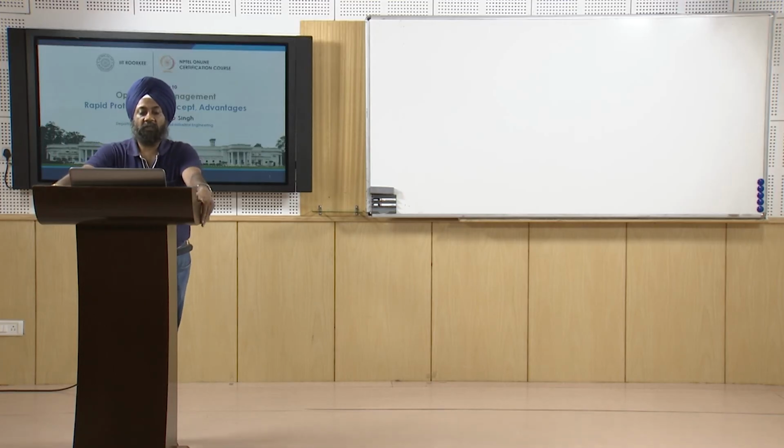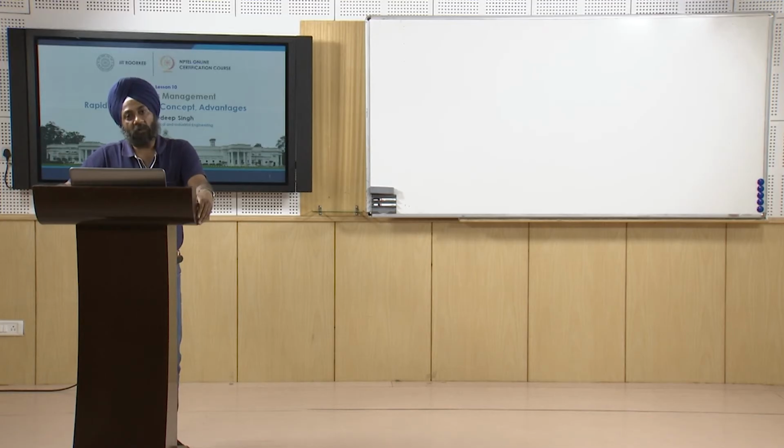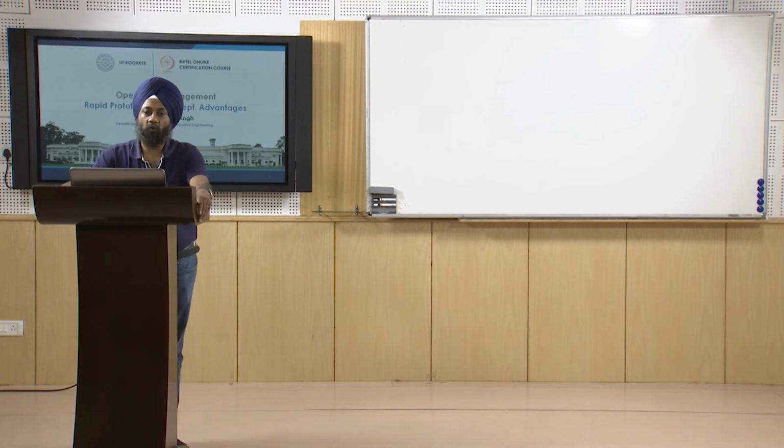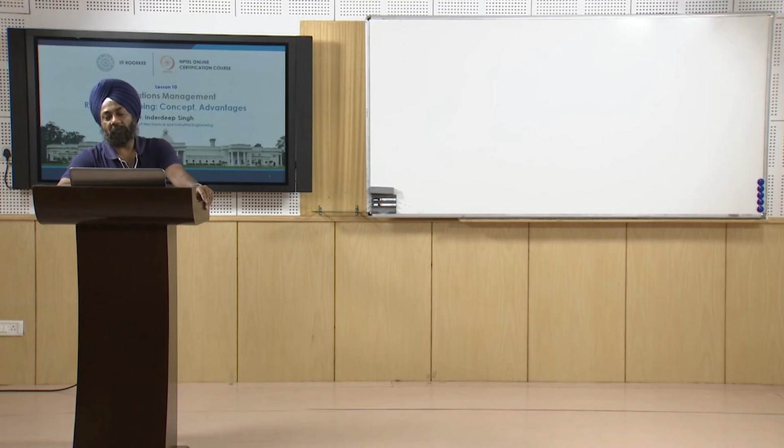Now CAD model creation. First, the object to be built is modeled using computer aided design. Solid modelers such as Pro Engineer tend to represent 3D objects more accurately than wireframe modelers such as AutoCAD, and will therefore yield better results. That is from the CAD point of view: once you are making a CAD model of your product, you need to make a judicious decision about which software is going to help you make your model better. This process is identical for all the rapid prototyping techniques. The steps that we have followed are more or less identical for all rapid prototyping technologies.